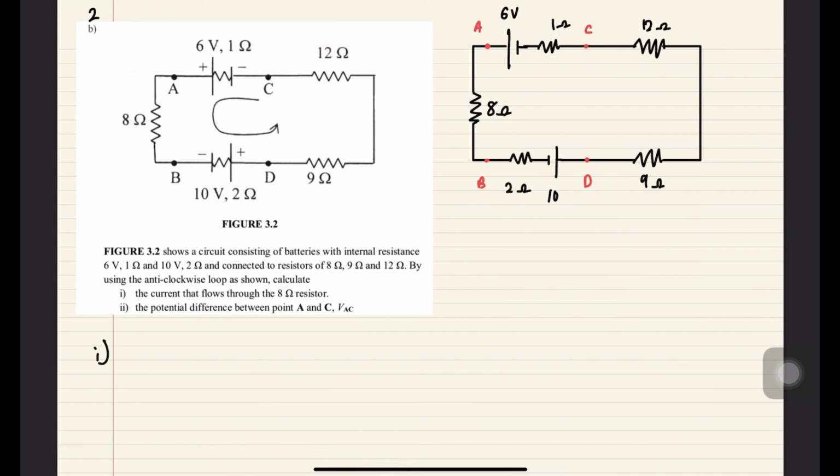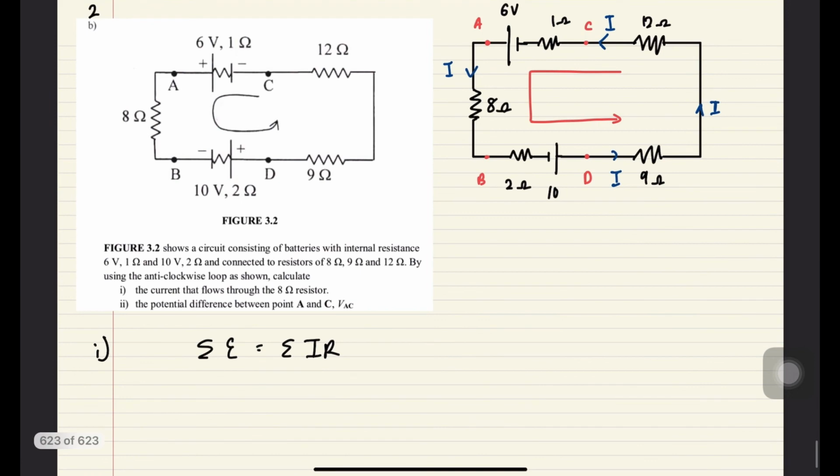To solve this one, the loop direction is given in that direction, so we can apply the second rule straight away. For the first rule, we don't have any junction. So the summation of EMF equals the summation of IR. But before that, you have to determine the current direction. If you want everything to be positive, then you choose the current direction to be the same as the loop direction. Then you will have a positive current.